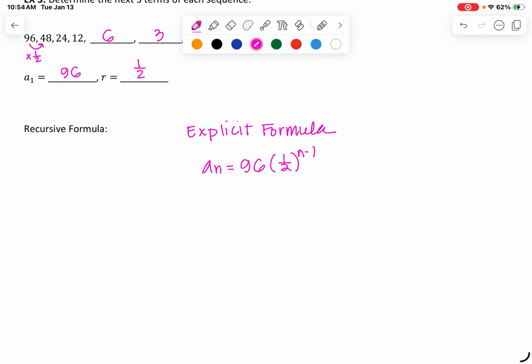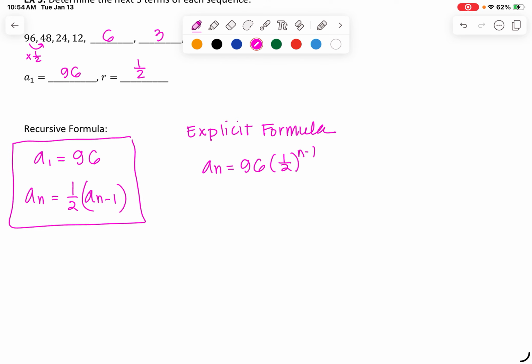But let's also do the recursive formula, which is not a lot of work either. A sub 1 is equal to 96, your first term is 96, and then to get each additional term, you take the previous term, so I would take 96, or the term before it, and I would multiply by 1/2. So I'm going to move this over a little bit and say times a half. Voila.